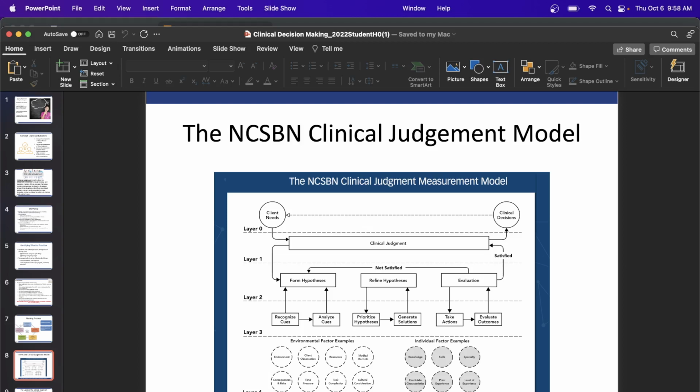And then this is refine hypotheses, thank you very much, setting your priorities and generating solutions. So this is really just identifying what problems we're going to address with the patient, which we do in the nursing process. Help me out, somebody with better eyes. What is it? Evaluation, which is the final step of the process. Did our plan work or not? So even though the lingo is a little bit different, this whole busy thing is really just the nursing process at its core. It's how we function every day.